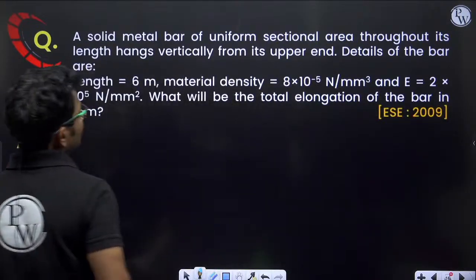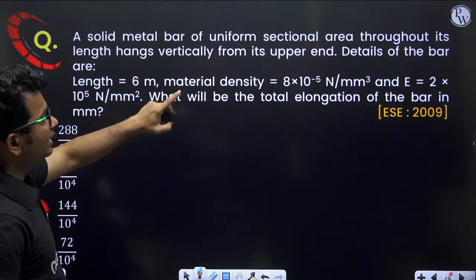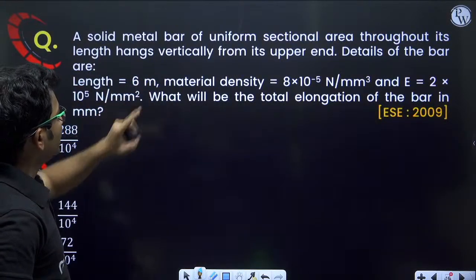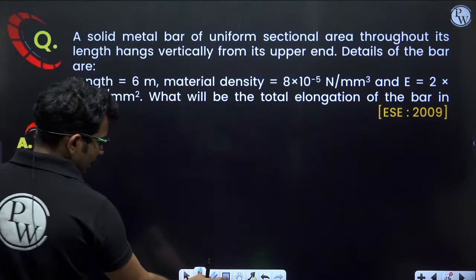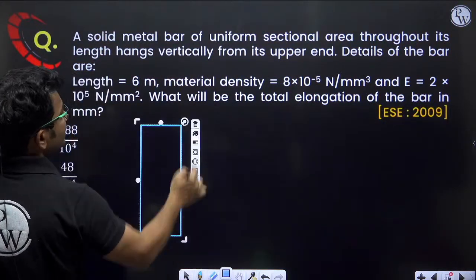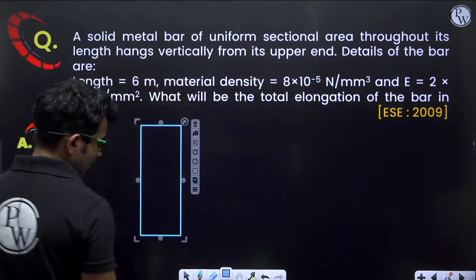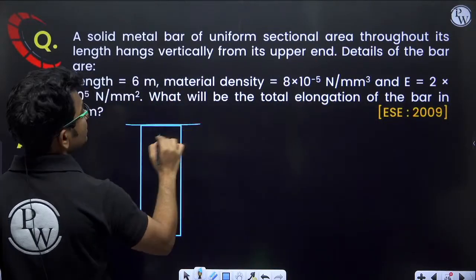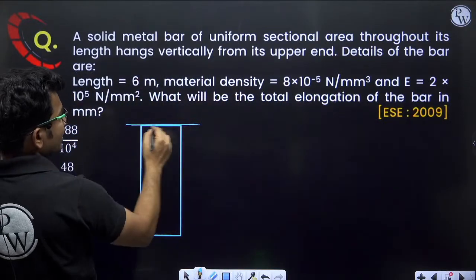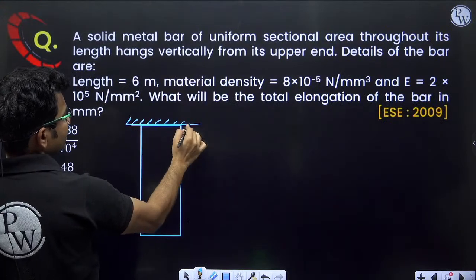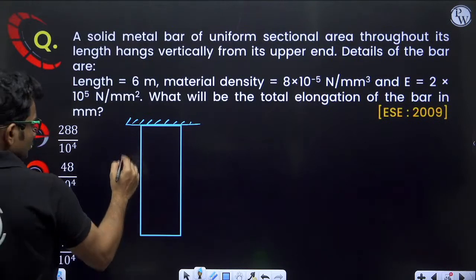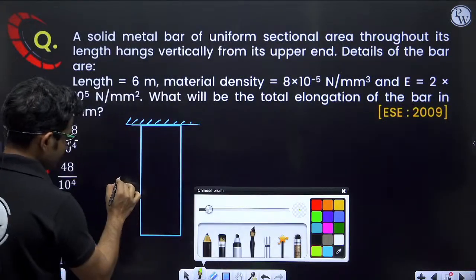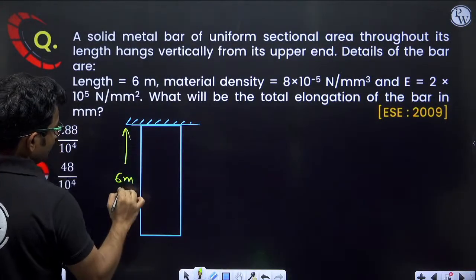A solid metal bar of uniform sectional area throughout its length hangs vertically from its upper end. So there is a bar, a prismatic bar. Uniform sectional area means prismatic bar. So at the upper end it is fixed and it is subjected vertically like this. Details of the bar are, the length is given as 6 meter.